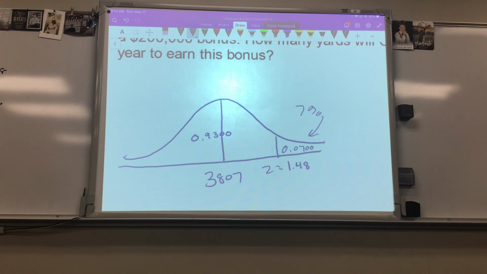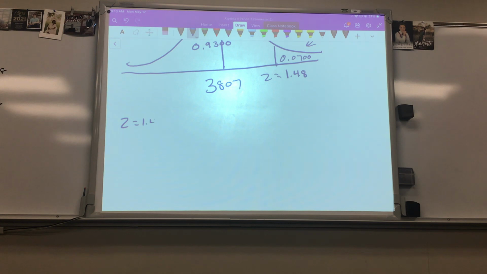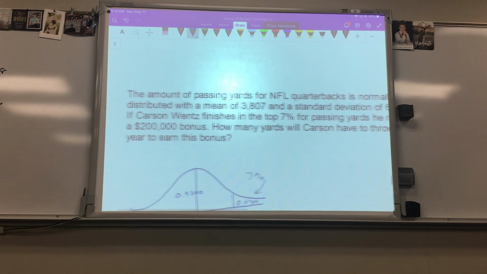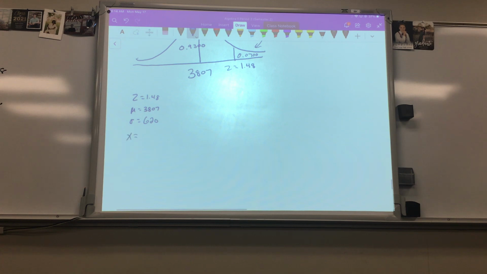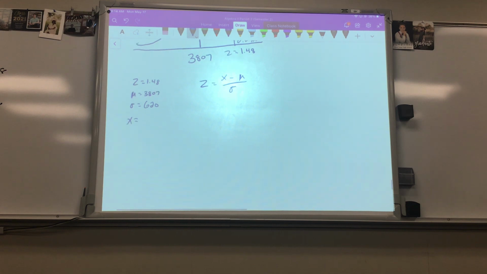But that's that cutoff point. So we had a z-score of 1.48, a mean of 3,807. What was the standard deviation? 620? Is that information going to allow me to figure out that actual yardage he needs to get? Just like the first three problems we did, right? Z-score is equal to x minus the mean over the standard deviation. So 1.48 equals x minus that 3,807, divided by that 620. What are my steps to solve? Multiply both sides by 620. What's that get me when I do that?